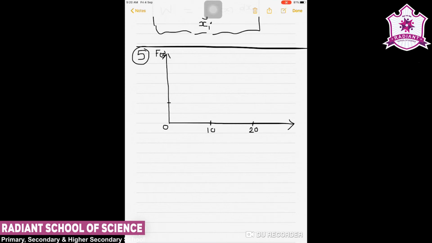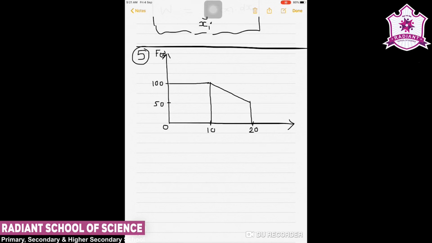Initially it is 100 Newton, and it is given that it progressively decreases and becomes 50 Newton. So for the first 10 meter we consider a constant force, and then for the next 10 meter it reduces linearly and becomes 50 Newton. Now we want the work done during this phenomenon.